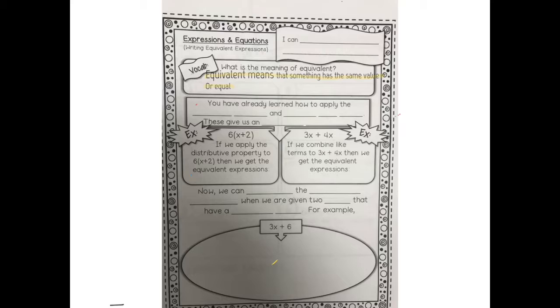Okay, so now we're going to combine what we learned about the distributive property and combining like terms to create equivalent expressions or equivalent equations. So let's start off by defining what does it mean to be equivalent. Equivalent means that something has the same value or it is equal.